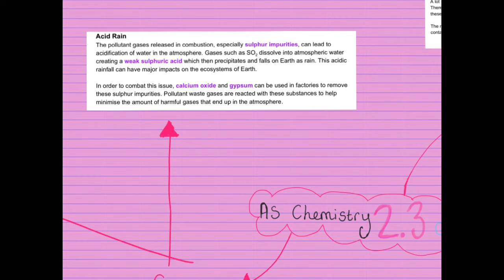Okay, to combat this issue, calcium oxide and gypsum can be used in factories to remove these sulfur impurities. Pollutant waste is reacted with these substances to help minimize the harmful gases in the atmosphere. So we use these two products so that they don't release the sulfur impurities, so it doesn't go up into the clouds.